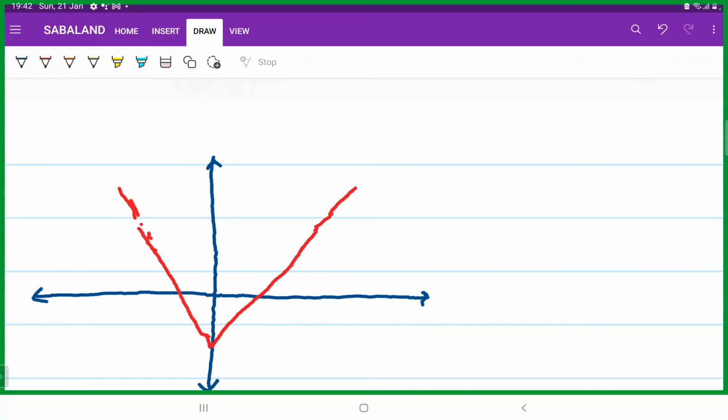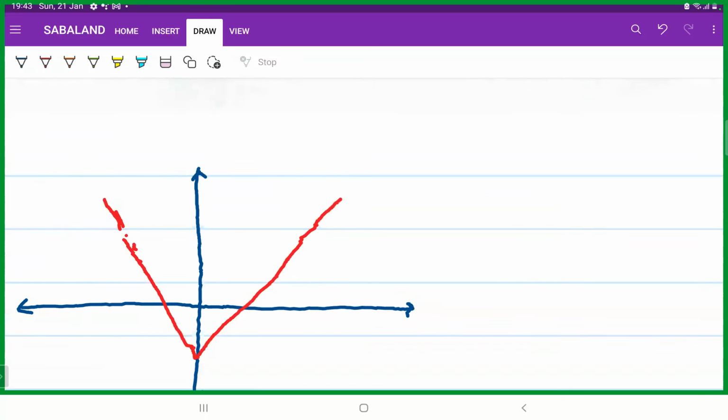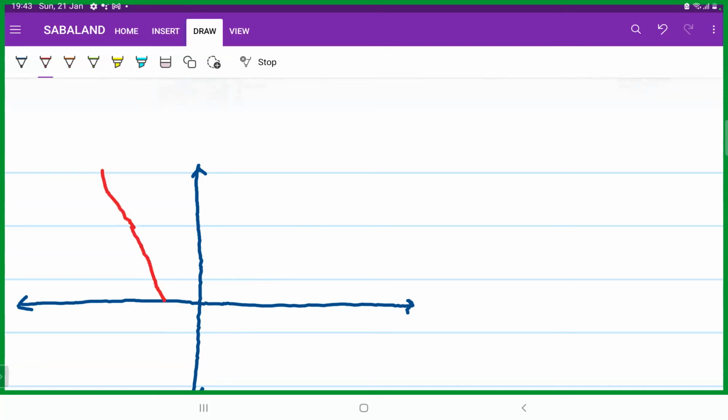Now again, a mod sign has been applied on it. Now we are coming to this mod block over here. Because of this mod, what happens is that this area which is under the x-axis will move up. Okay, so now this is what the graph will look like. Okay, this is what the graph looks like.